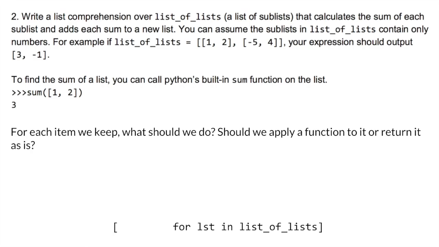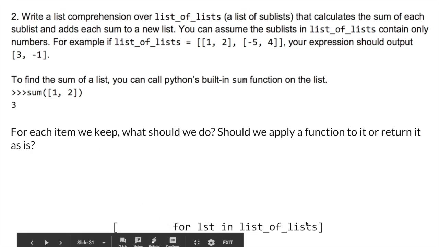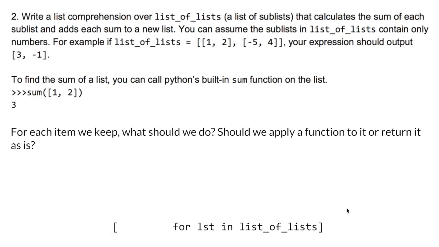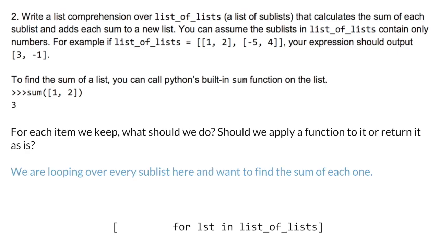Now the next question says, for every single item we keep, so for every list in list of lists, what should we do to it? And here we want to find the sum of every single list in list of lists. So we apply the sum function. So we say sum of lst for lst in list of lists. I just said list 4 times.